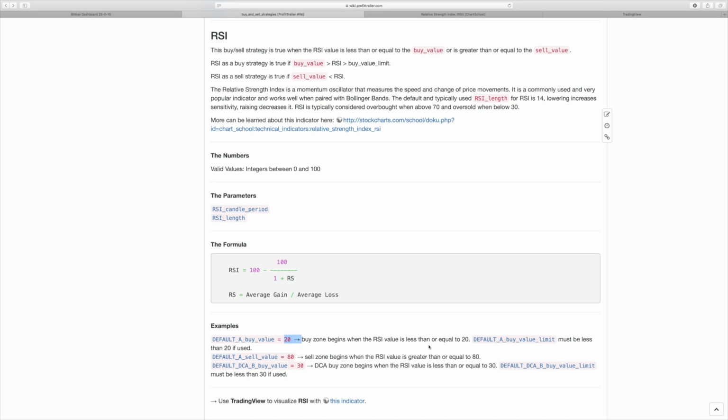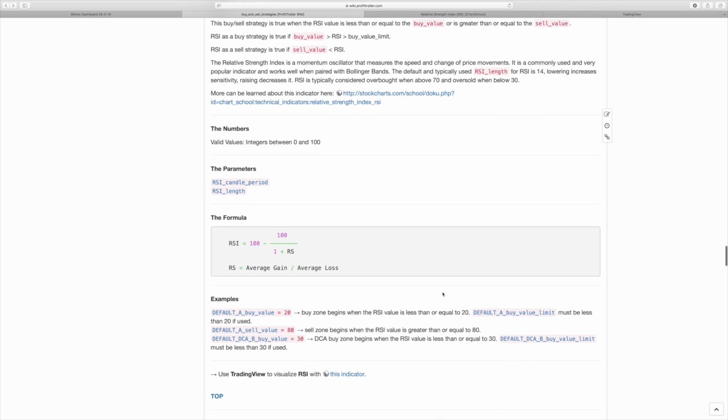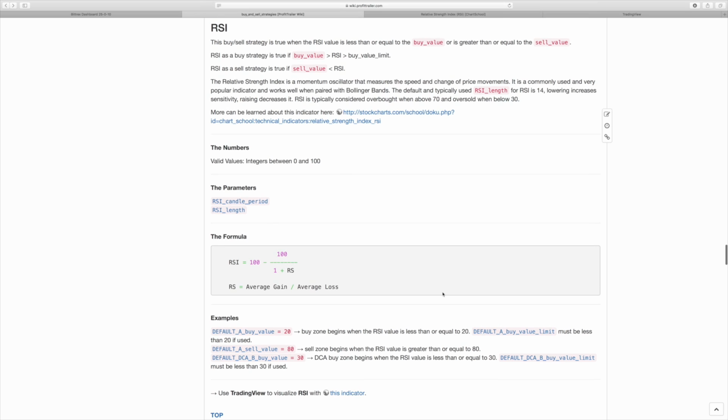And conversely, here is the sell value. When sell value gets to 80, so you have it set at 80, so when the relative strength index hits 80 or above, that's your selling zone, and that's where it's actually going to try and trail and then sell. So that is how we set up your RSI, or how we understand it here on the wiki.